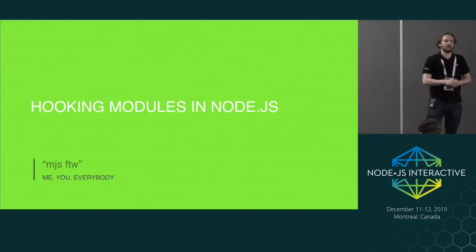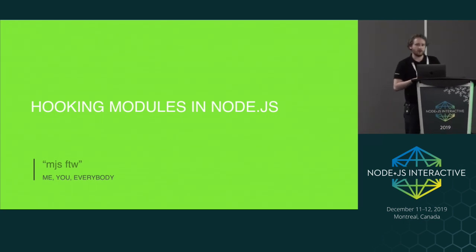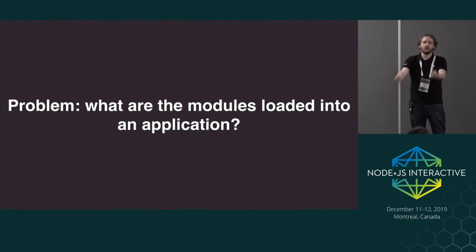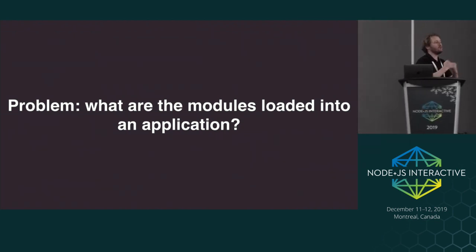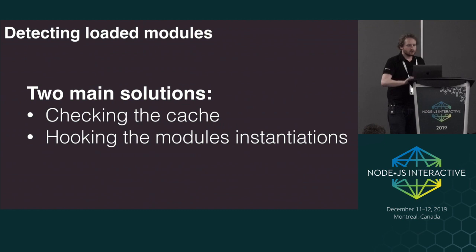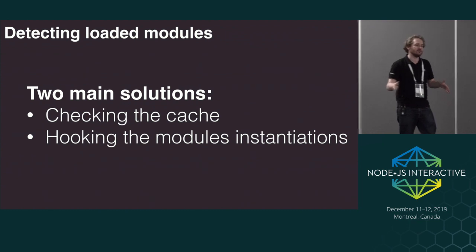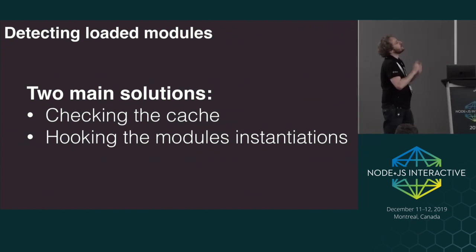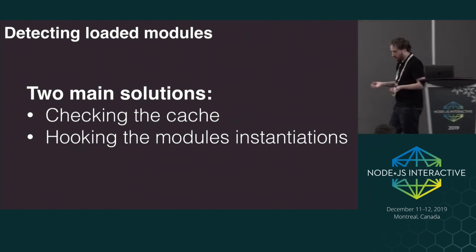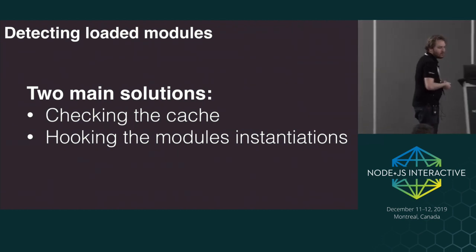Let's first ask, what would you need to hook modules in JavaScript and how would you do that? Do you have a way to know every module that has been loaded into a Node.js application? Each time a module has been required, you want to know about it. So you've got two main solutions. Either you can check the cache, so each time a module is required in Node, it's placed in a cache that is accessible by the user, so you can check it. Or you can hook into Node.js and be told each time someone does require and import a module.